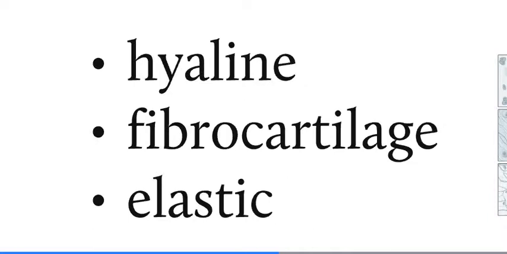Fibrocartilage has a lot of collagen fibers in it, which gives it more strength. And then elastic cartilage has elastic fibers in it, giving it the ability to bend and snap back. Now, elastic cartilage and elastic dense connective tissue share the elastic properties given to it by elastic fibers, but they are different types of tissue.